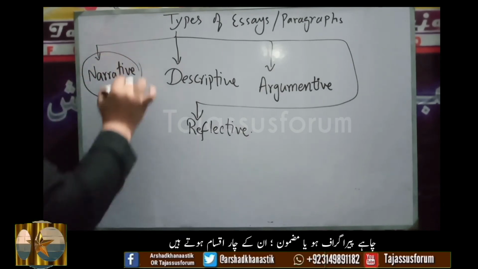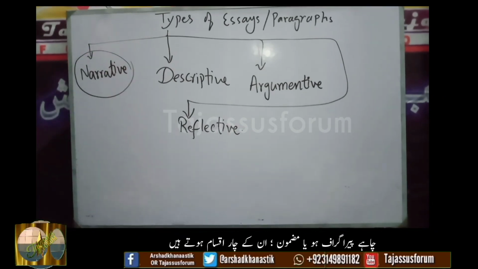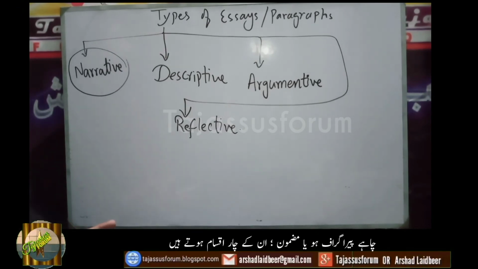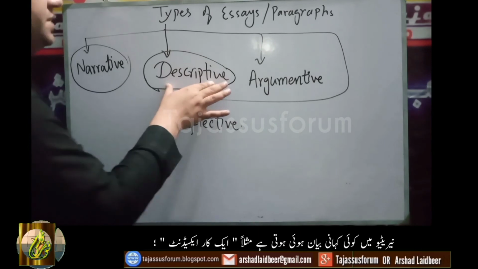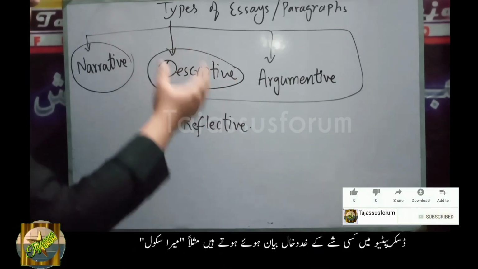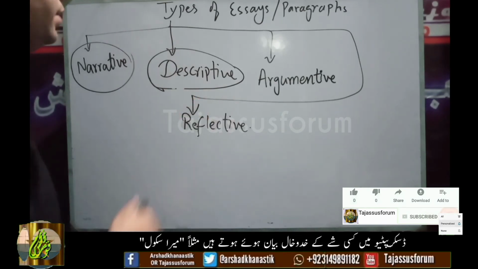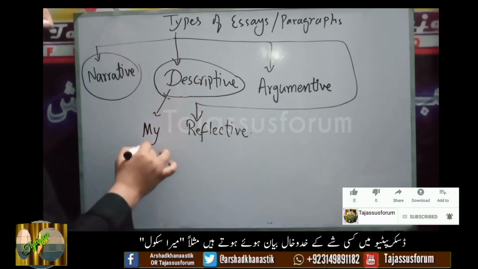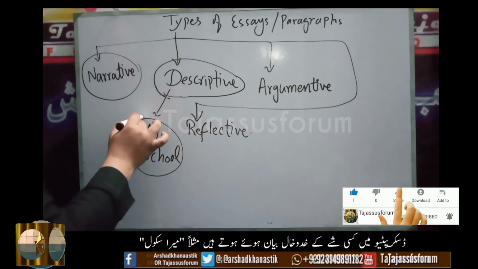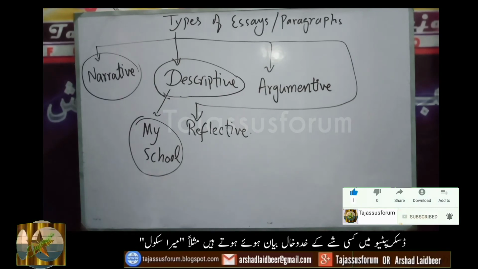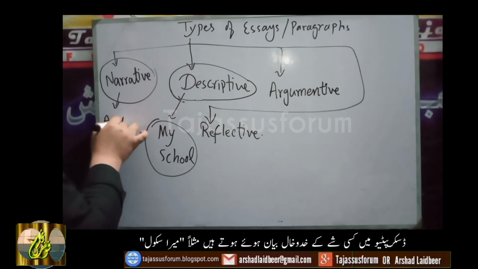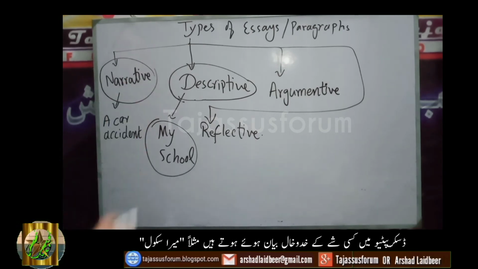In a narrative essay or narrative paragraph, one tells us a story, a kind of story or happening that he experienced somewhere. In a descriptive essay or descriptive paragraph, a person actually talks about a thing or an object, for example, my school. Writing an essay on my school would be called a descriptive essay, and writing an essay about a car accident may be called a narrative essay.